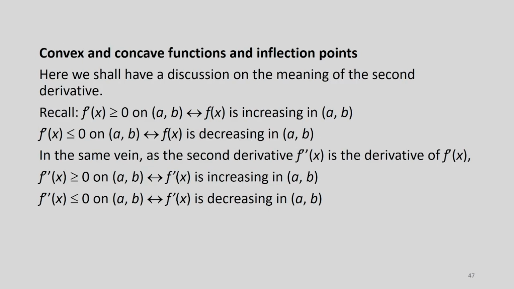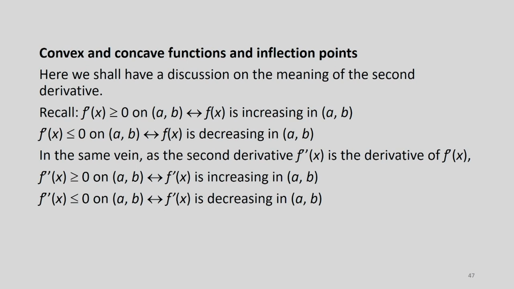Okay, now we come to another important point of this optimization business. This is the case of convex and concave functions and inflection points. Here we shall have a discussion on the meaning of the second derivative. So, we have talked about the second derivative, we have used the second derivative to find out whether the stationary point is giving us a maximum point or a minimum point. But what does it mean geometrically?